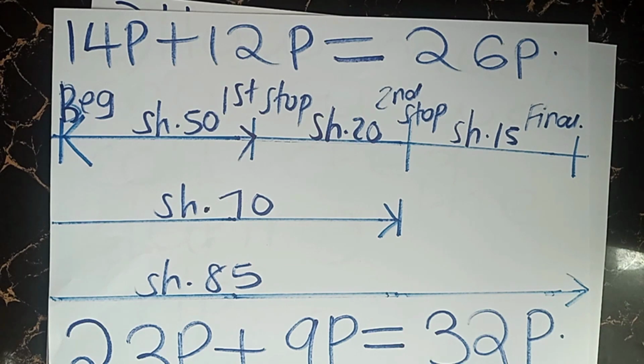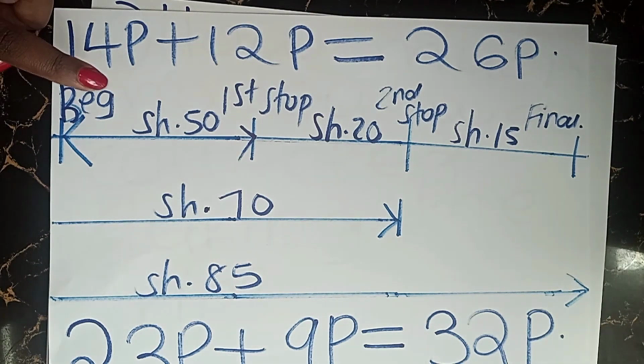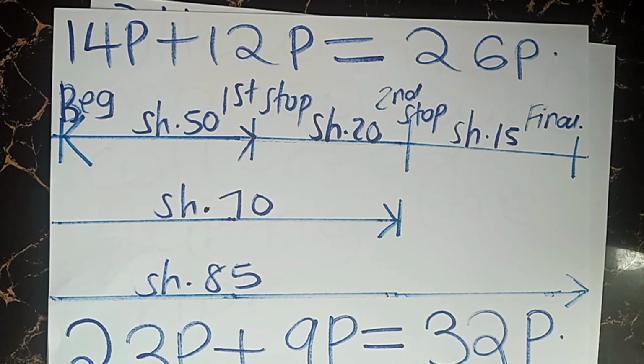Yes. So a minibus had 23 passengers at the beginning of a journey. 12 passengers alighted at the first stop while 9 boarded. From here we can see that only 12 passengers traveled from the starting point to the first stop, because they're the ones who alighted.